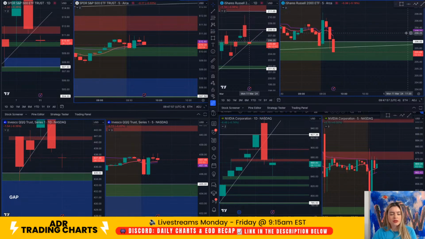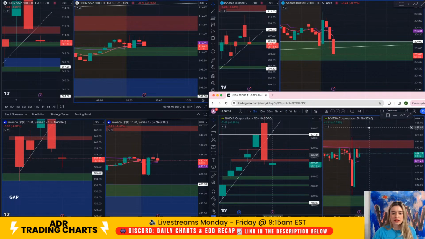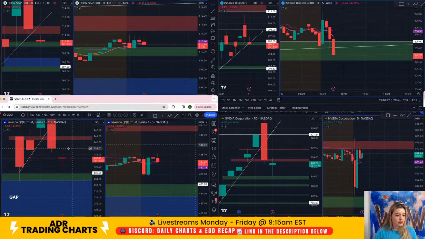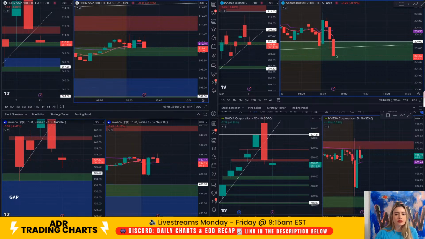I like this reaction here on IWM. Nvidia is still fighting Friday's low. Apple is fighting Friday's high. 512 reaction. Yeah, I will say 512 is a good spot for that. And 439 for the Q.